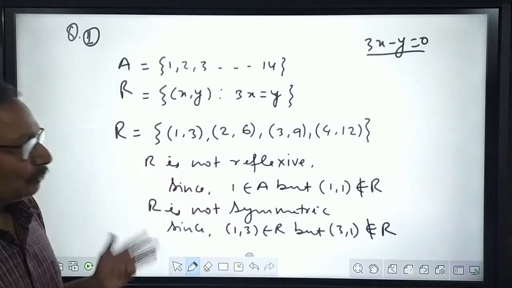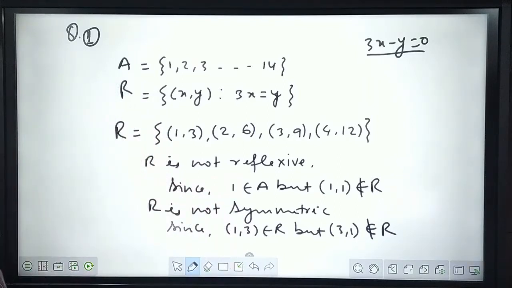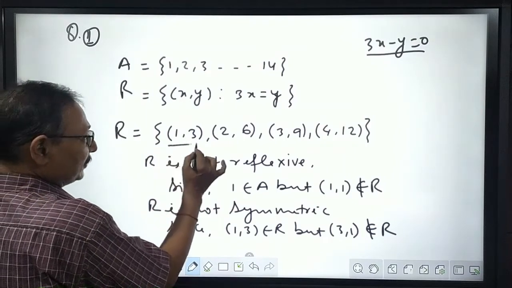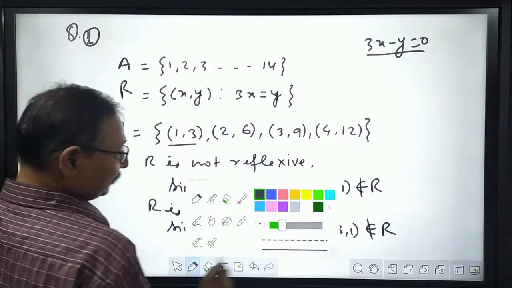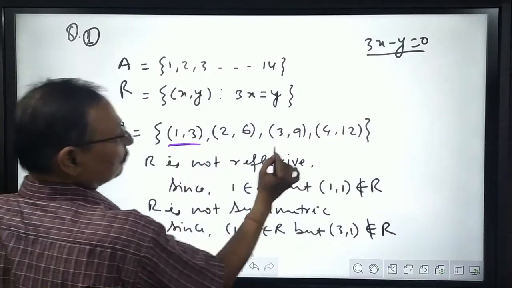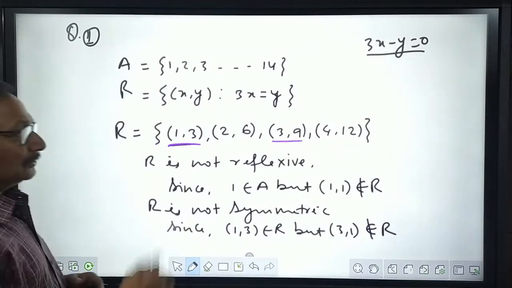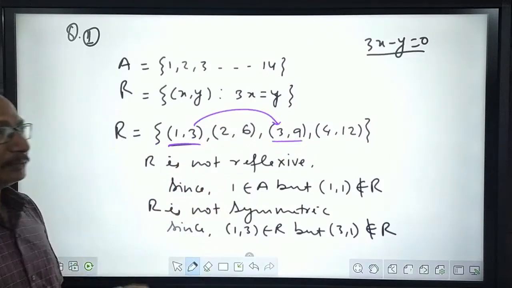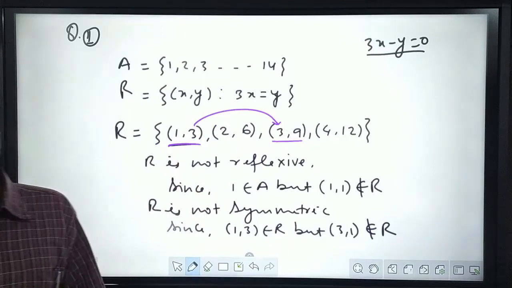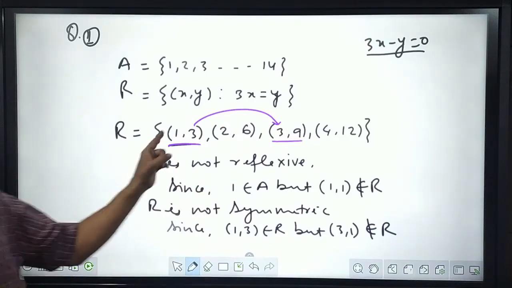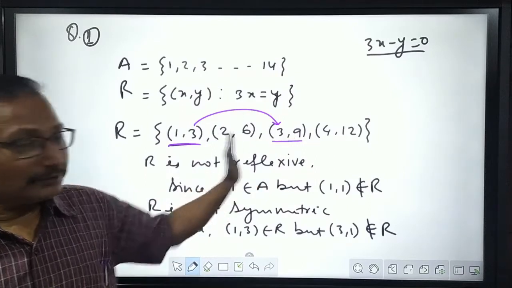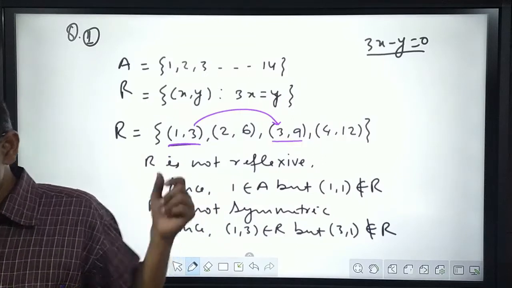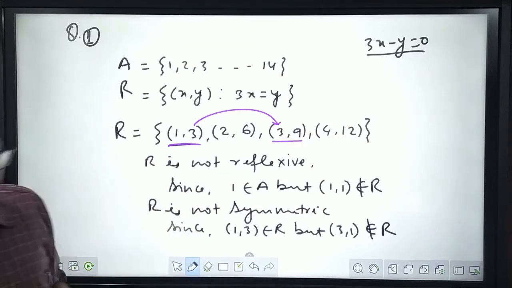Let us see if we can take any such pair. Yes, we can. If we take 1 comma 3 and 3 comma 9, then the second element of the first pair is present as the first element of the second pair. But here clearly you can see that 1 is not related to 9. 1 comma 9 is not a member of this relation. So it is a violation of transitivity. So this relation is not a transitive relation.